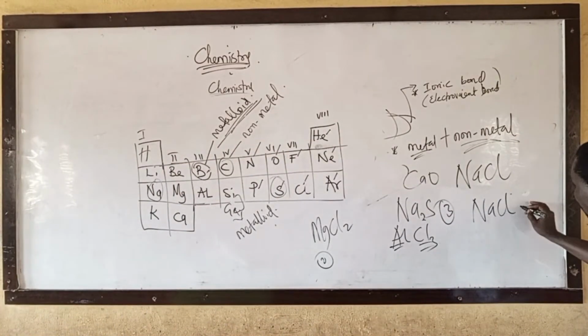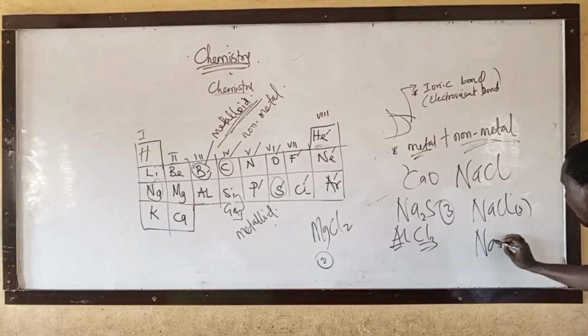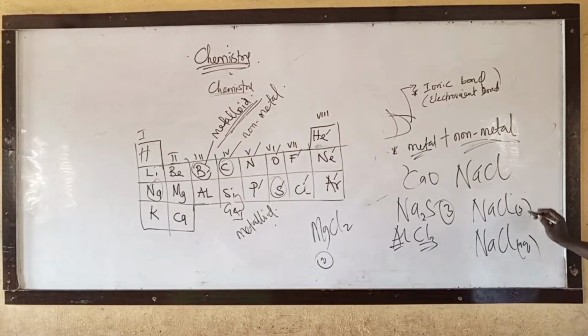Sodium chloride, solid. Sodium chloride, aqueous. What is the difference? One is dissolving, one is not dissolving. This is the physical appearance. But this one means it has been dissolved in what? Water. This is aqueous.